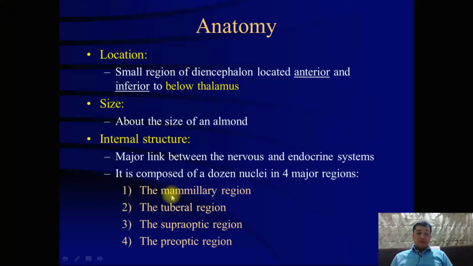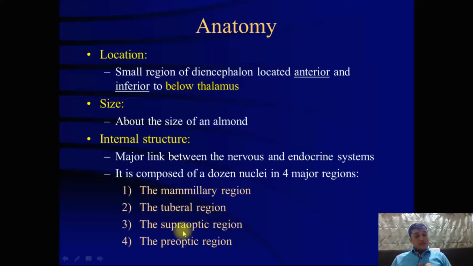Breast, the shape is resembling like that. Second is the tuberal region. The tuberal region is very important because it has an anatomical connection with a structure called the infundibulum. The infundibulum is a stalk-like structure which connects the hypothalamus with the pituitary gland.